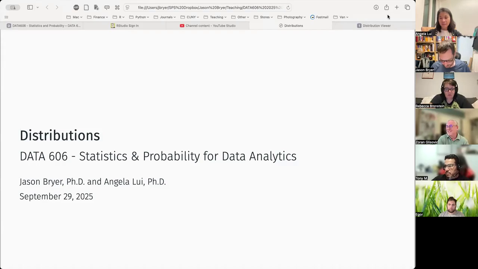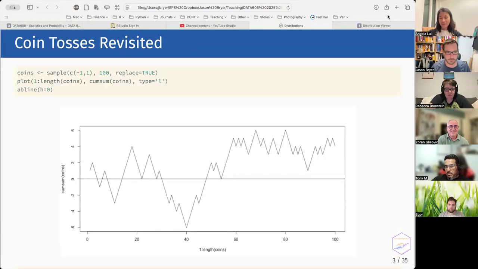All right, we're going to talk about distributions tonight. I'm just going to gloss right over that. So, where to begin? We're going to revisit our good old coin toss example.